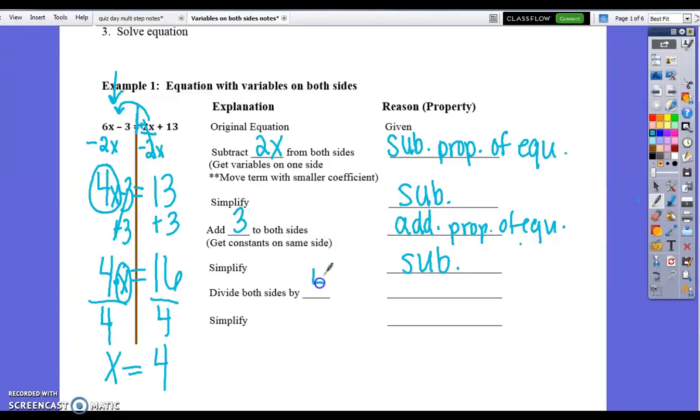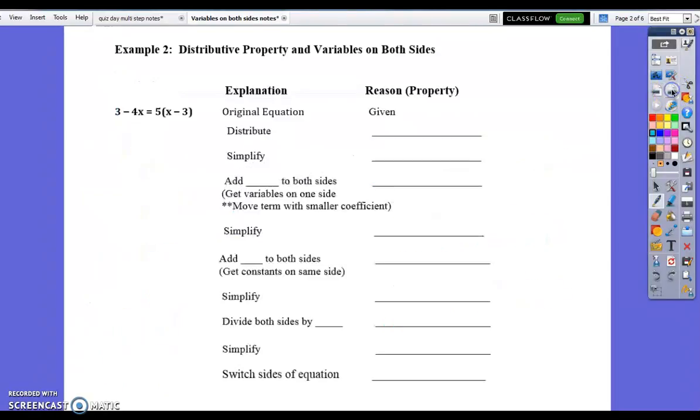We divided both sides by 4, which is the division property of equality. Hopefully these properties are getting a little easier for you as you go. And then simplify last to get the substitution again. All right, that's problem 1. Pretty easy. All you have to do is move that variable all the way over to the same side as the other variable so you can combine like terms. Okay? All right, let's move to the next one.